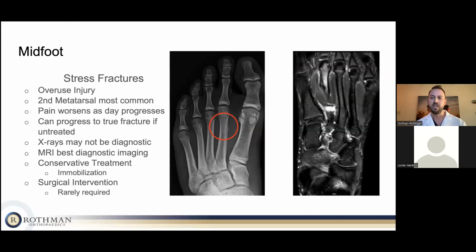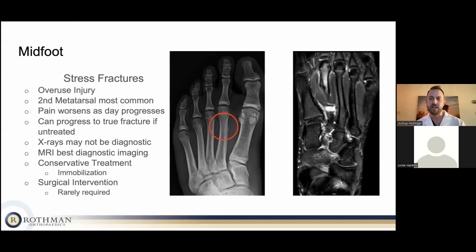We're actually seeing the outer shell or the cortex of the bone become inflamed from the overuse. And the important thing is that if these go untreated, they can progress on to true fractures. So it's important, if this is becoming an issue for you, that you have it treated. Especially if the pain is new onset, so within the last week or so, x-rays may not be diagnostic.